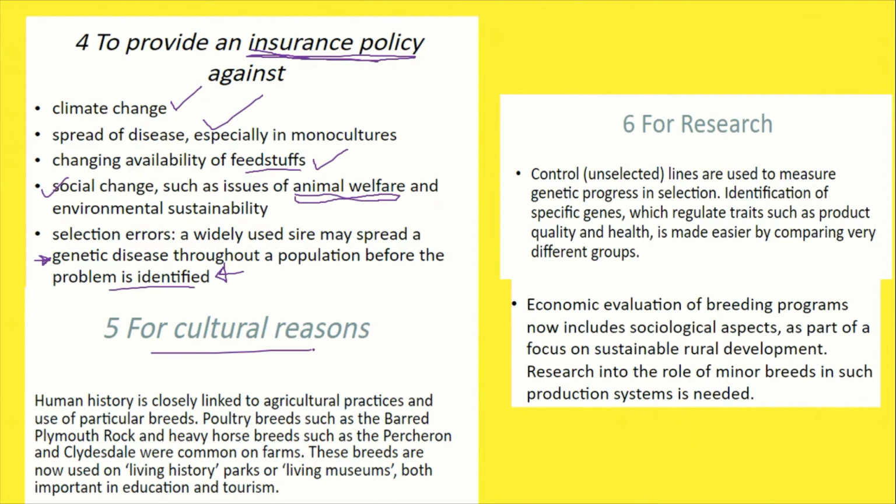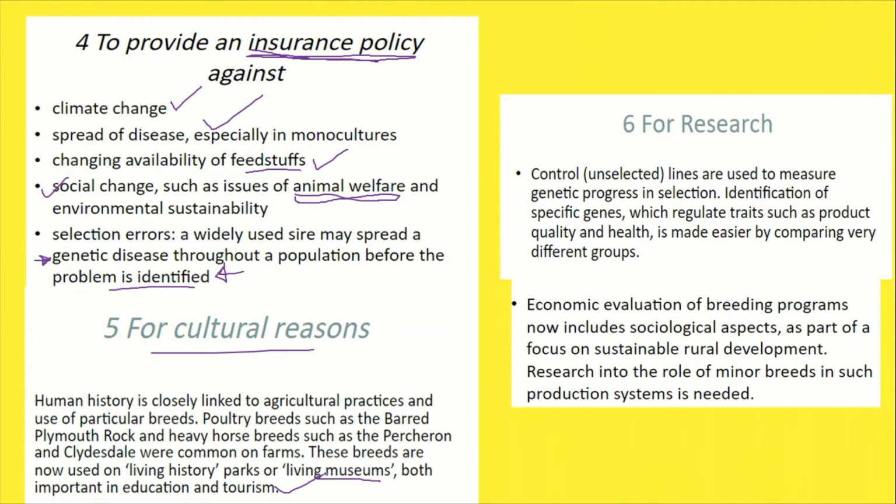We also conserve for cultural purposes. Of course, human history is closely linked to agricultural practices and the use of particular breeds, poultry breeds such as the Barred Plymouth Rock, the heavy horse breeds such as the Percheron and Clydesdale were common on farms. These breeds are now used on living history parks or living museums because we do not have them today. Even in the case of dinosaurs and other animals that we used to have, we now use them for education and tourism in our museums and parks.